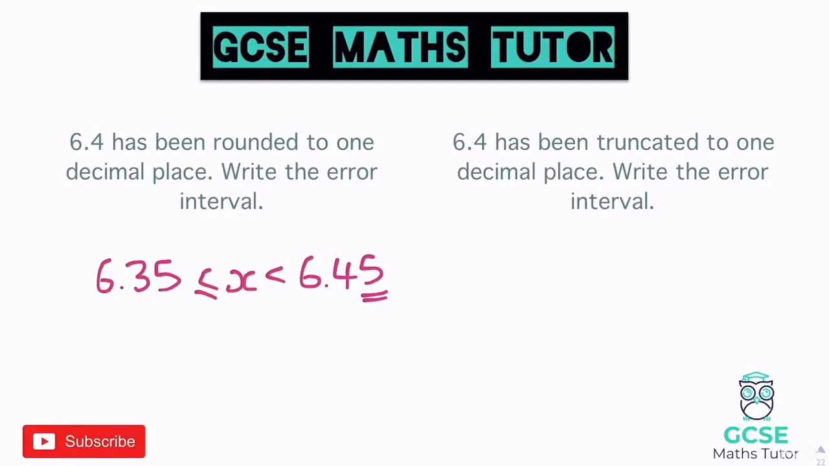This one's slightly different in the wording. It says it's been truncated to 1 decimal place, and truncated basically just means it's been chopped off after this first decimal, regardless of how it rounded. So if we have a look at writing this as an error interval, again we write these in the same way. The impossible number that it couldn't have been is 6.5.